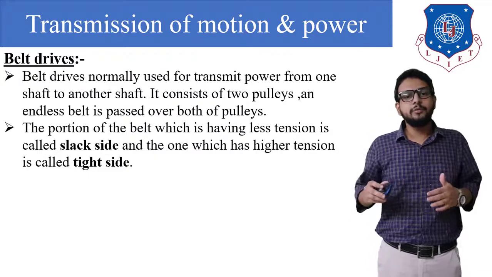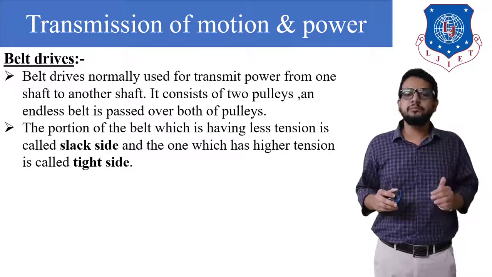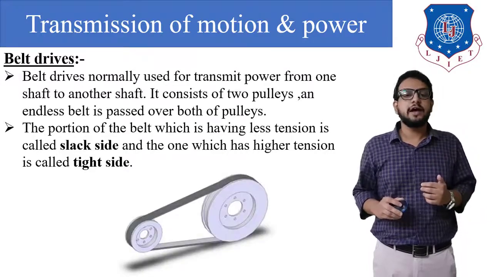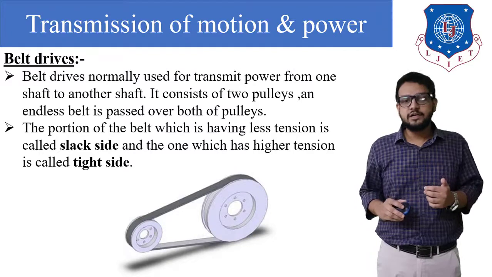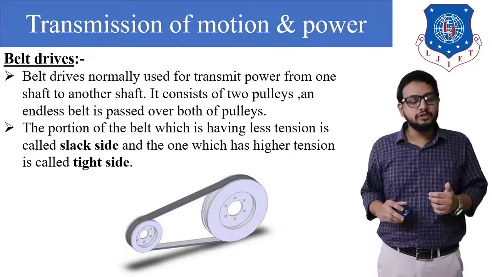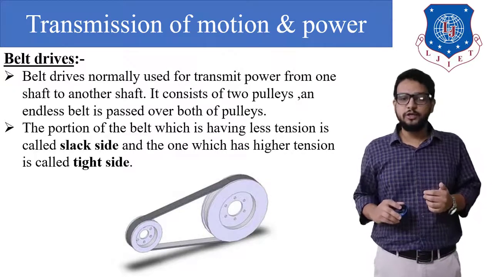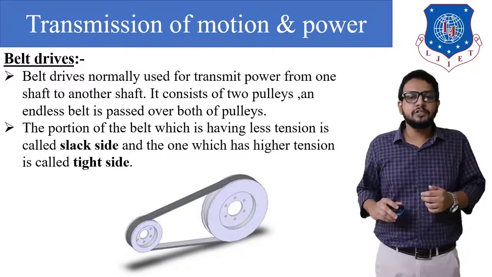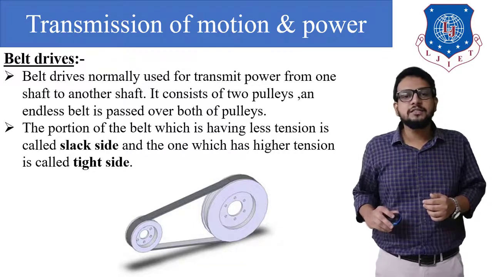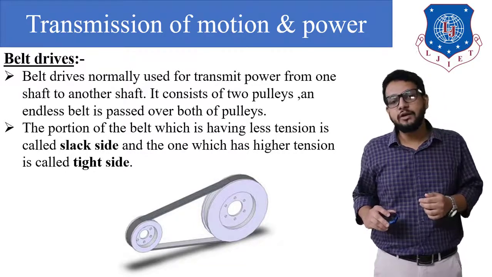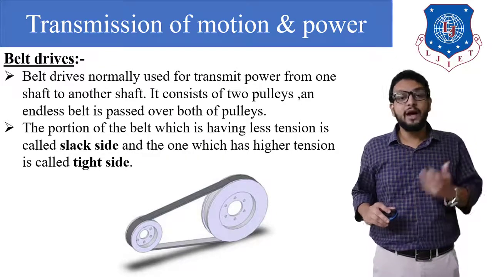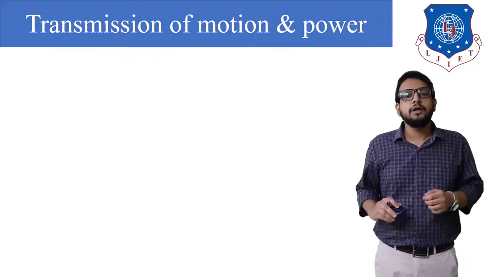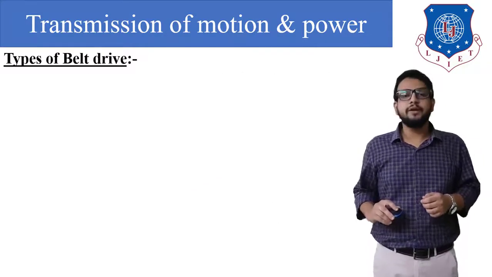The portion of the belt which has less tension is called the slack side, and the one which has high tension is called the tight side. As you can see, the construction of a belt drive is shown, in which two pulleys are there. One is a larger pulley, another is a smaller pulley, and on both the pulleys there is a belt wound up. Which means a belt is a connecting element which is going to connect the driving pulley and the driven pulley. Either one pulley would be driving, and the other would be driven. Now let's see further types of belt drive.